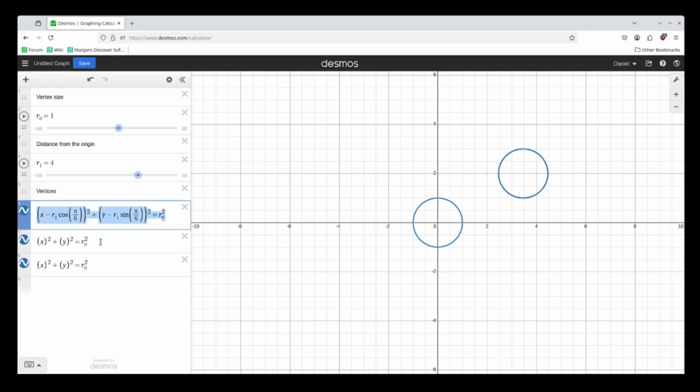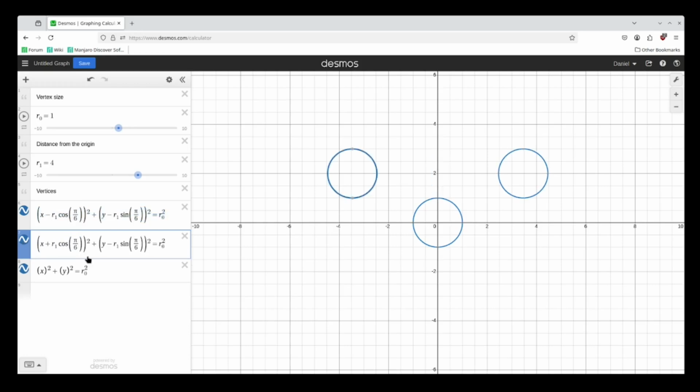So for that, we just copy the top equation, and the difference would be making the x part negative instead of positive, or we're going left instead of right.